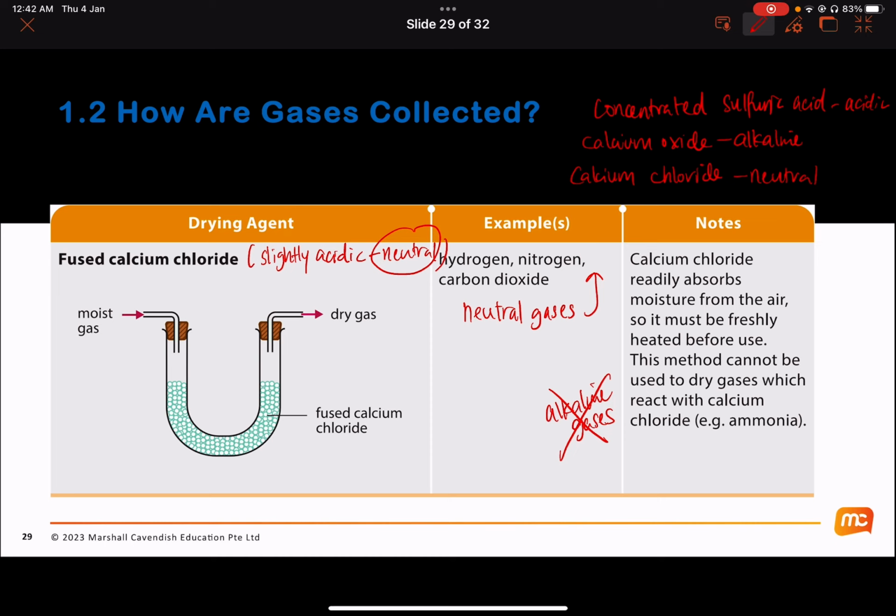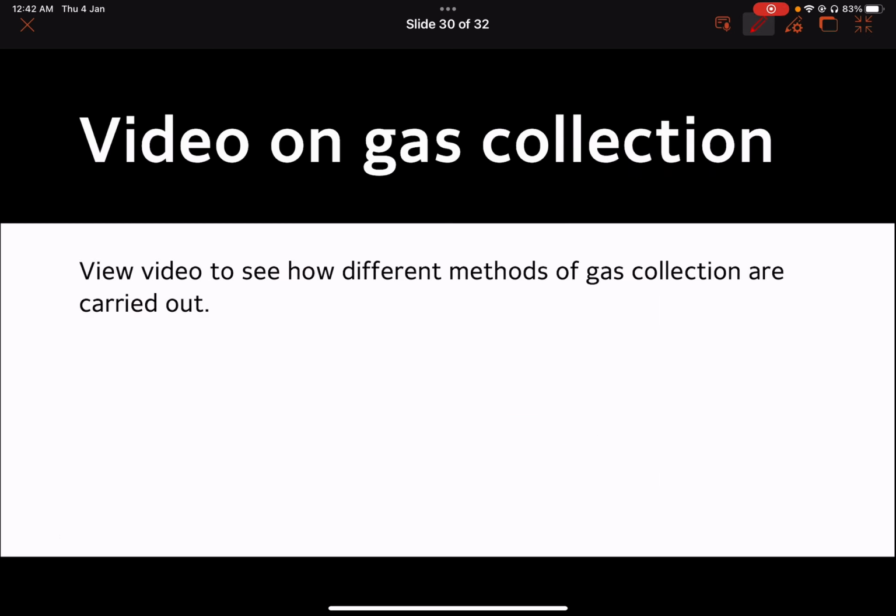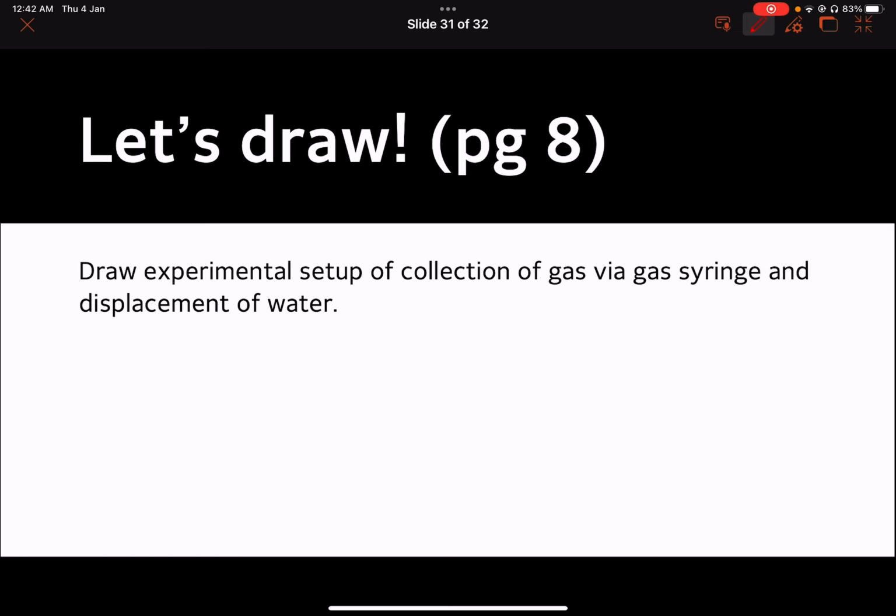And if you turn your page, you will see a link for you to watch the video on the 3 methods of collection of gases that you have learned previously. So I will leave you to watch the video on your own. I have also attached it in your SLS as well. Now we are going to complete the last activity on page 8, whereby we are going to draw an experimental setup, using all the skills that we have learned, to show how a gas can be collected via gas syringe or displacement of water. I'm going to show you both.